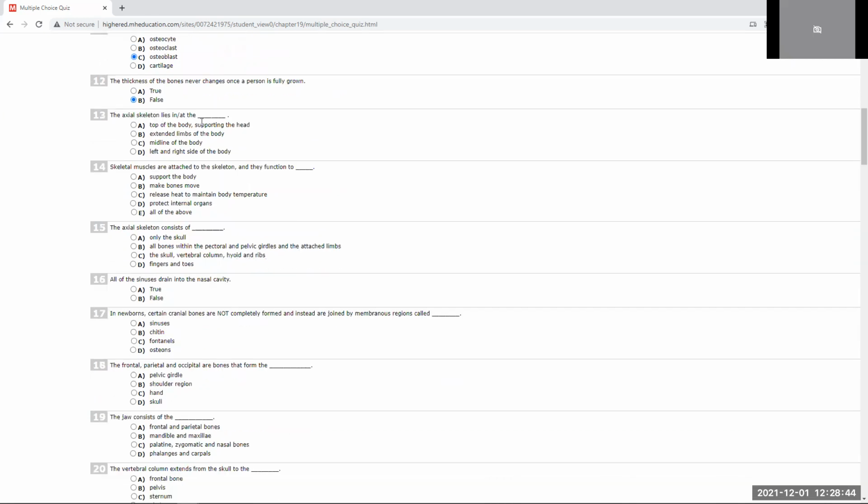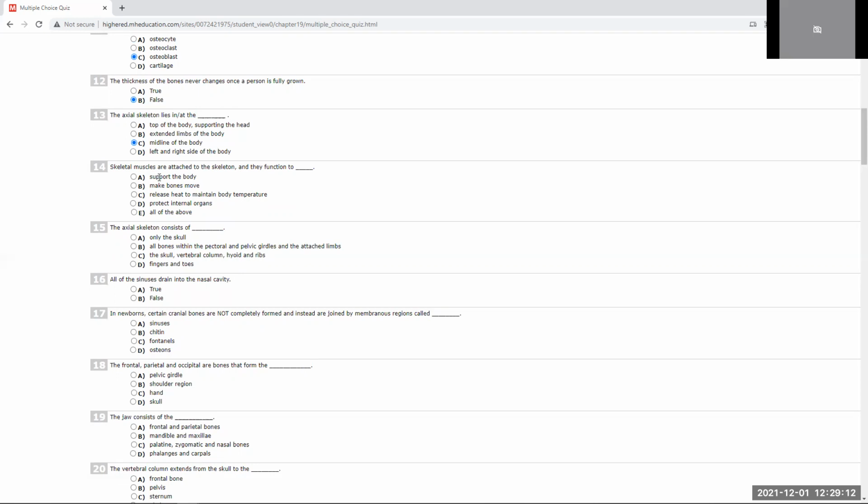So the axial skeleton lies where? The midline of the body. Yeah, it goes down the central axis. So the axial skeleton lies in the midline of the body, comes down the middle. Skeletal muscles are attached to the skeleton, and what do they function to do? Do the muscles actually support the body? When you think about it, the muscles help you support your body.